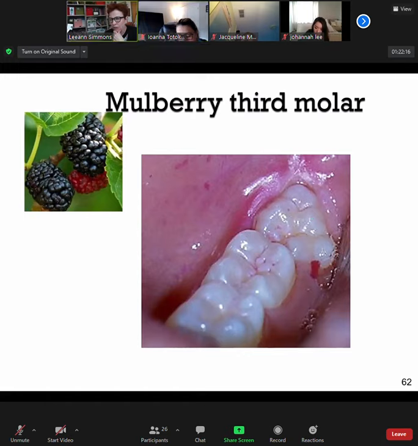Here's a variation called a mulberry molar. And these are mulberries. So it's just a molar that has all these extra cusps on it, so that it looks like a berry. So this is a mulberry molar.